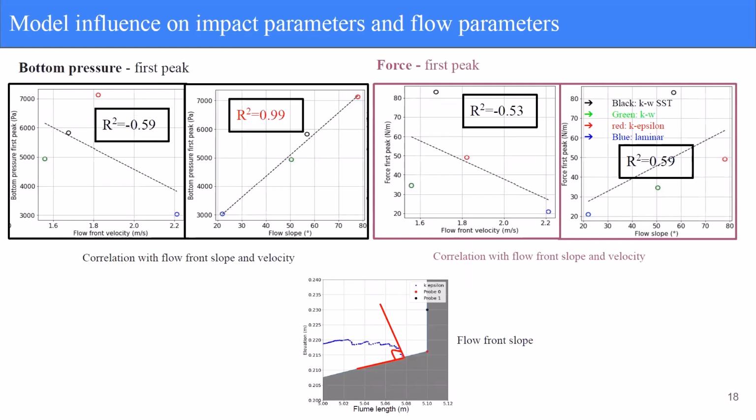So we tried in the four cases to correlate the impact force, but also the pressure at the bottom with some flow properties, like for example, with the flow front velocity and the front slope. And what we found is that the front slope is the deterministic parameter, because we found nearly a perfect correlation between the bottom pressure peak and the front slope in each case.